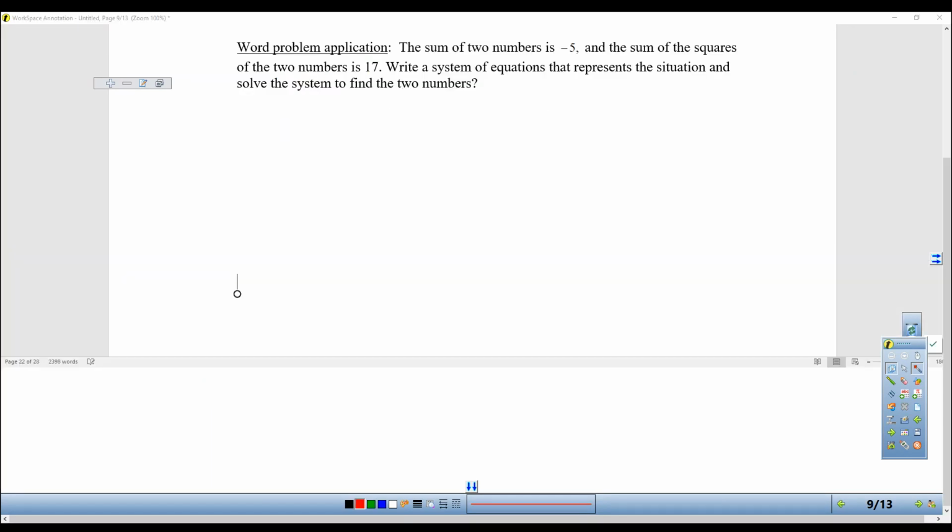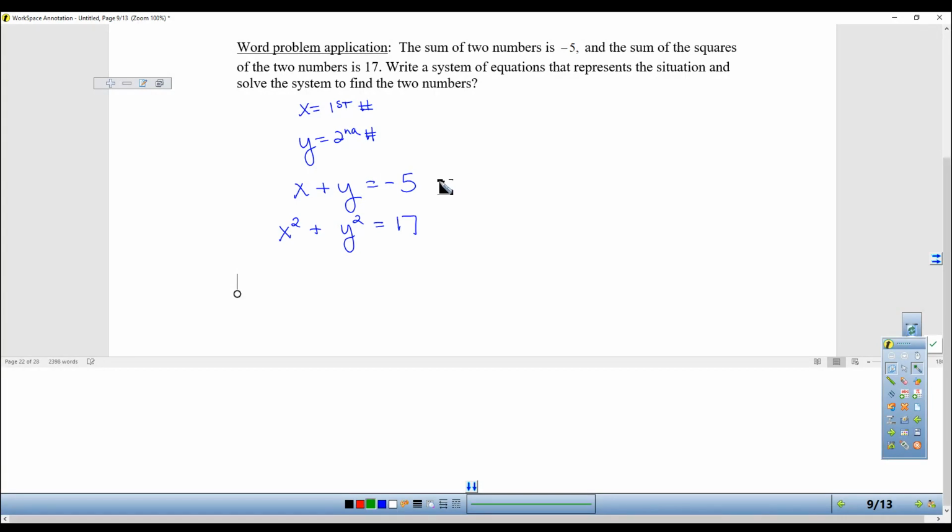All right, everybody, last one. We are going to do the word problem application, which starts off by telling us that the sum of two numbers is -5. So let's just label our variables. X is equal to the first number, and y is equal to the second number. And it tells us that the sum of those two numbers, sum means add, is -5. And then it says the sum of the squares. So sum means to add, and the sum of the squares is 17. So I've done the first step. I've written a system of equations that represents the situation. Now I'm going to solve it.